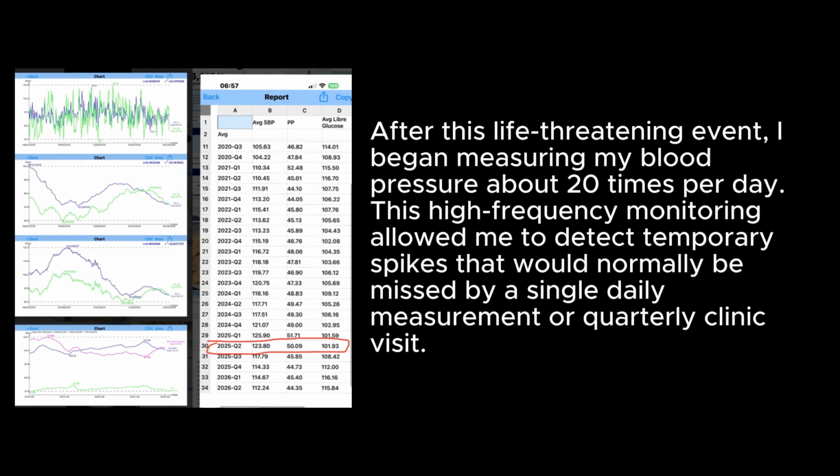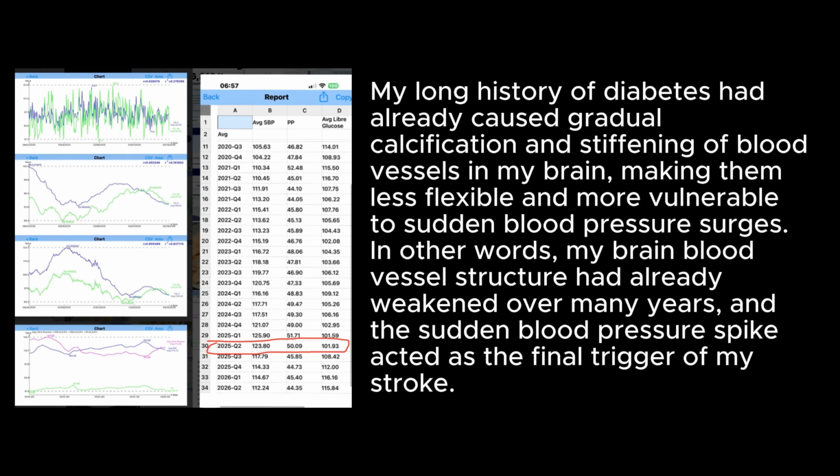After this life-threatening event, I began measuring my blood pressure about 20 times per day. This high-frequency monitoring allowed me to detect temporary spikes that would normally be missed by a single daily measurement or quarterly clinic visit. My long history of diabetes had already caused gradual calcification and stiffening of blood vessels in my brain, making them less flexible and more vulnerable to sudden blood pressure surges.